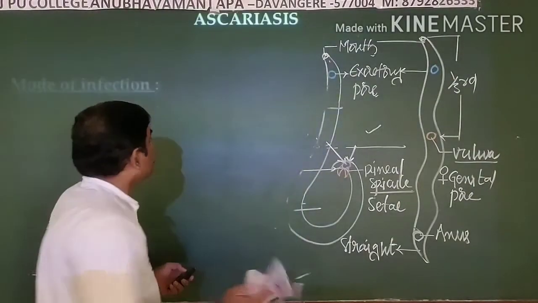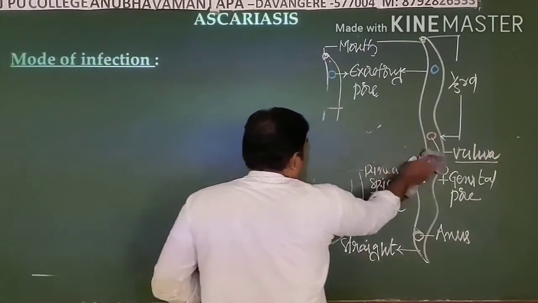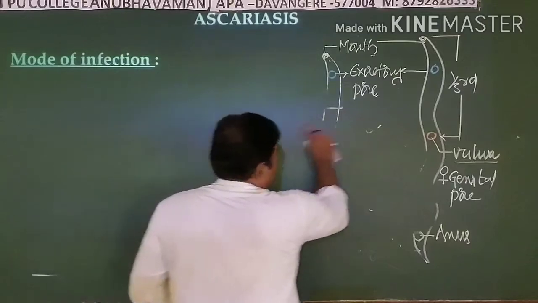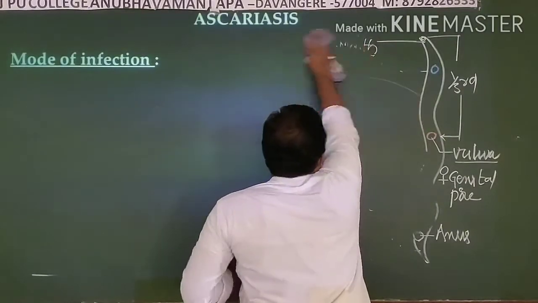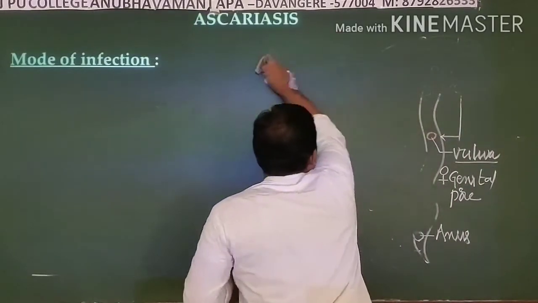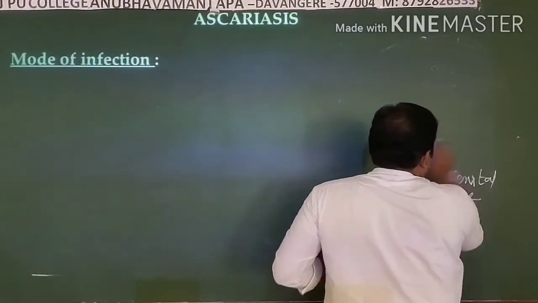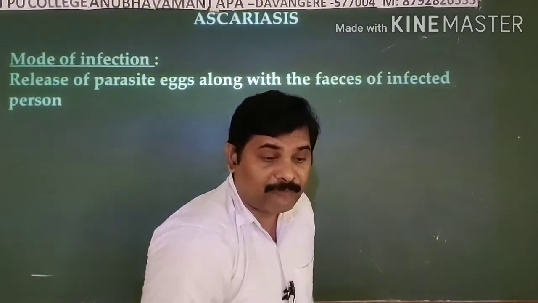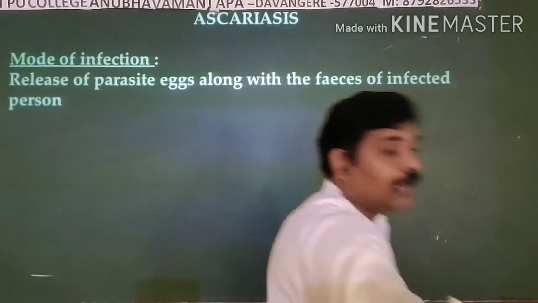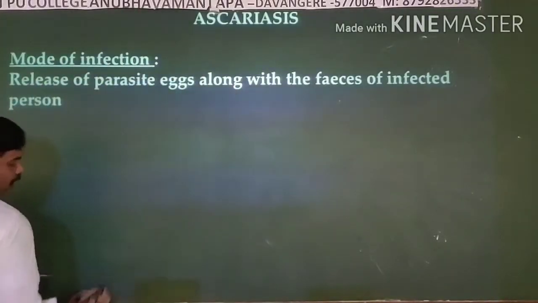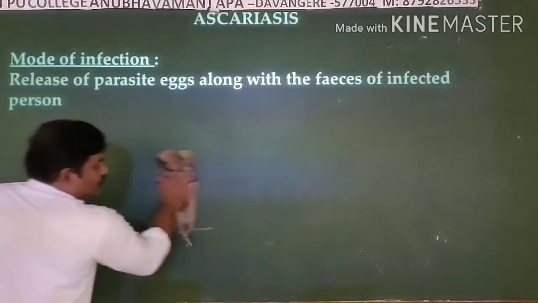Now we will see the mode of infection. How does it cause infection? Generally, after copulation, the female releases the embryonated eggs. These embryonated eggs come out of an infected person along with the fecal matter. It is an important thing. Along with the fecal matter, the embryonated eggs of the parasite come out and reach the soil.